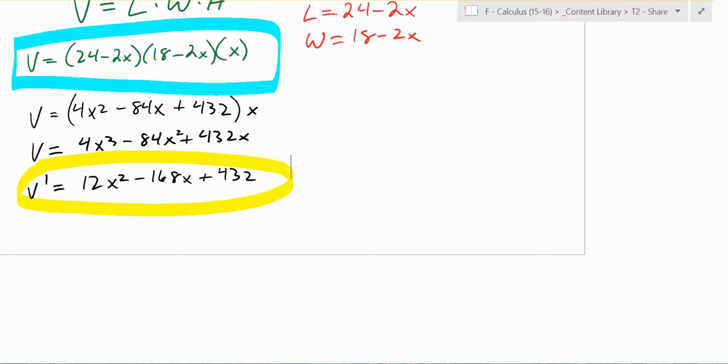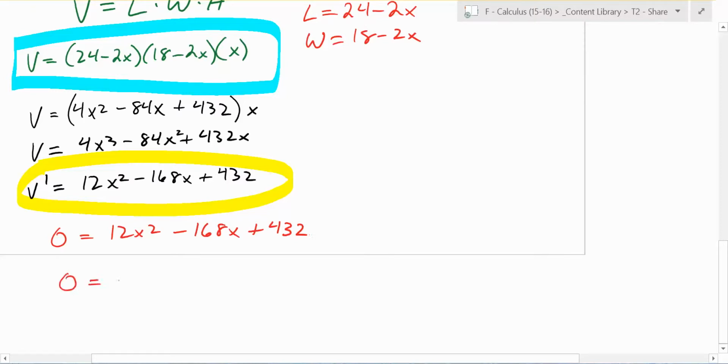Factor. Well, before we factor, we want to set it equal to 0 first. So we have 0 equals this thing. And Kira, you are absolutely correct when you say we want to factor. Anybody want to guess what you can factor out? 12. So 0 is equal to 12 times x squared minus what? Anybody have it? 14x plus 36.